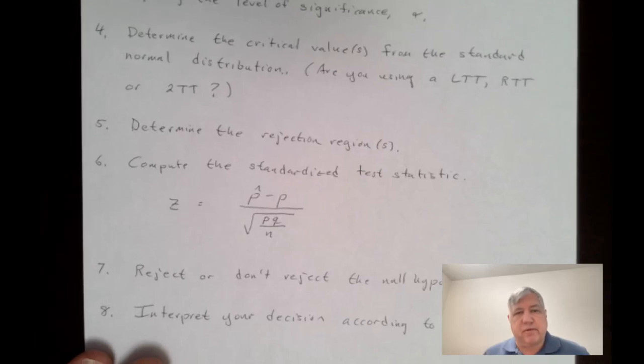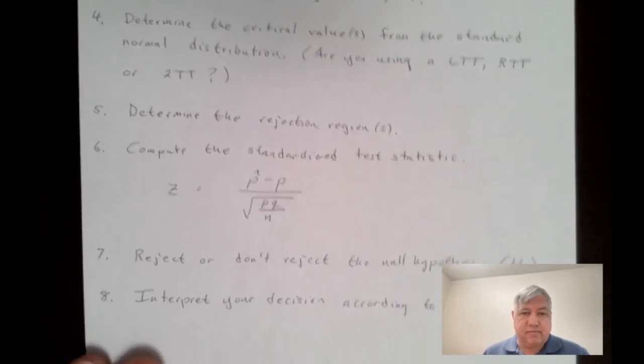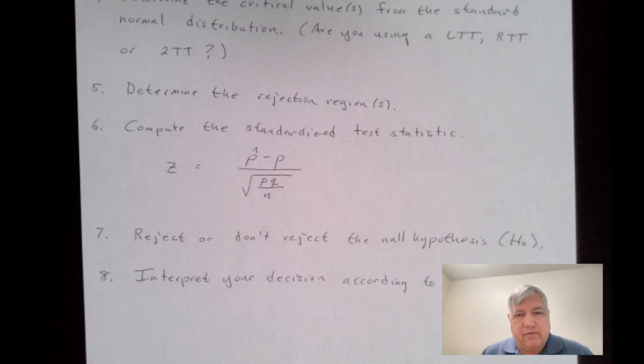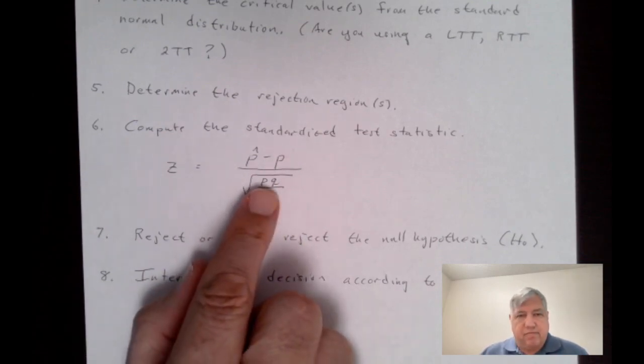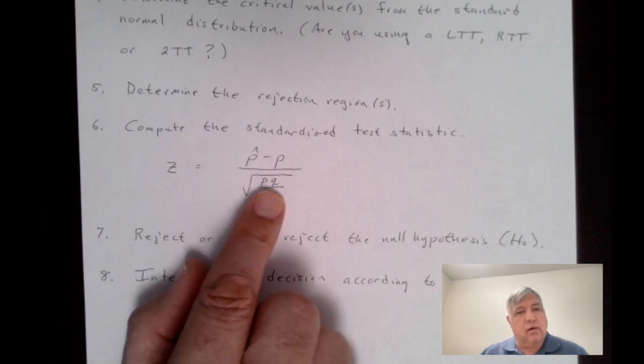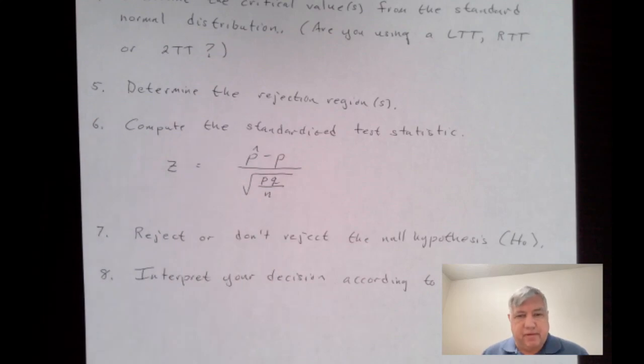Then from those you determine the rejection region or regions, and then you compute the standard test statistic. And remember, p hat represents your sample proportion. P is your theoretical proportion that you're assuming in your null hypothesis. And it's that p and q that you want to use down here. So this p and this q are not from your sample. They're from what you assumed in your null hypothesis. So it's p hat minus p divided by the square root of pq over n.